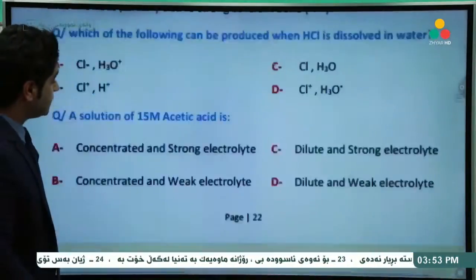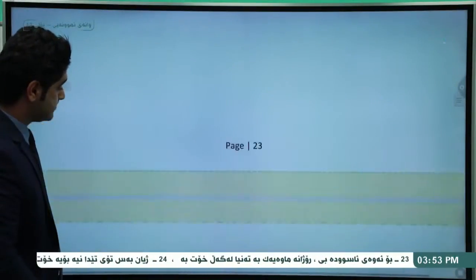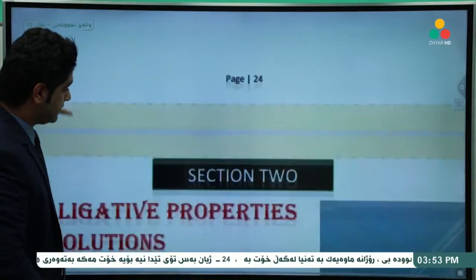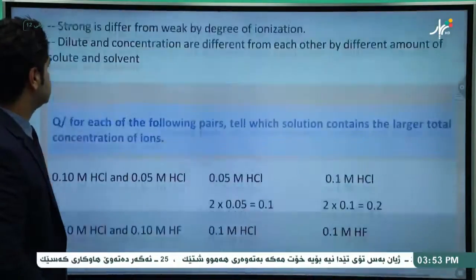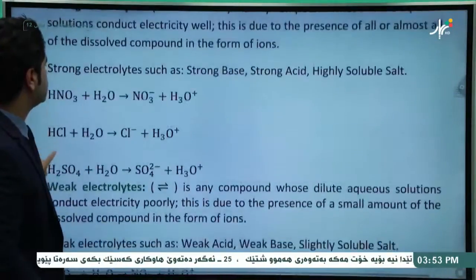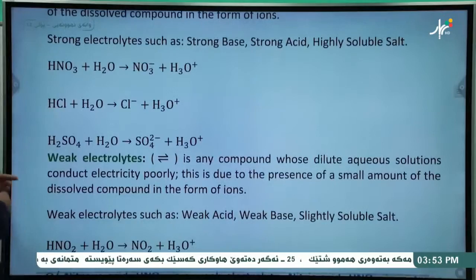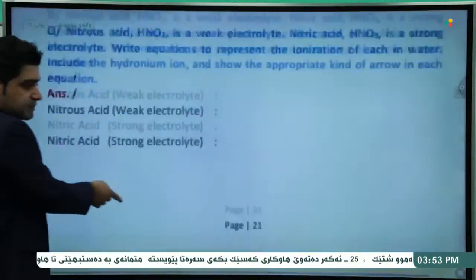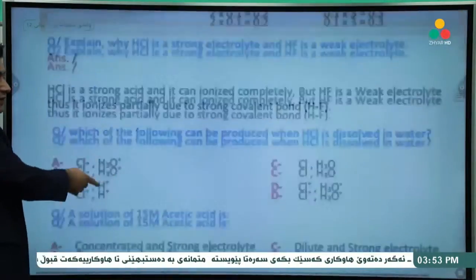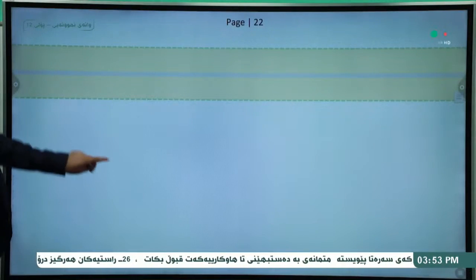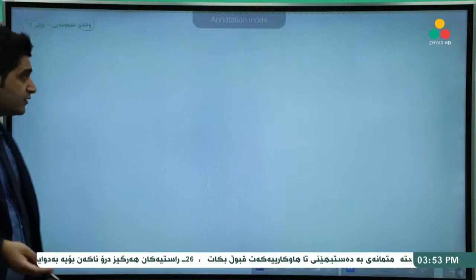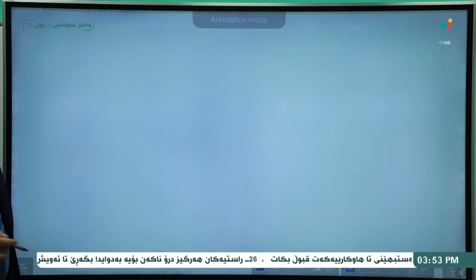About the electrolytes. So the last thing in section 1 is the electrolytes. Let's talk about the electrolytes. Well, I will show you some examples about the electrolytes in here. We only need 5 minutes. About the strong and weak electrolytes.